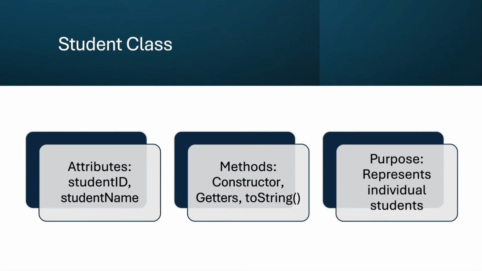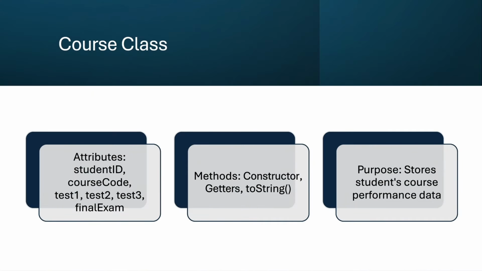Now looking over at some classes, we start to get an idea of the object-oriented principles being used, as well as what sort of attributes and methods we incorporated that follow our diagrams and get us to our desired results. The Student class represents each individual student and has private attributes such as the student ID and student name, as well as some basic methods such as the constructor and getters that we can use to display that information. The Course class is used to store all the data that a student ID has taken with the course code, as well as all their test and final exam scores.